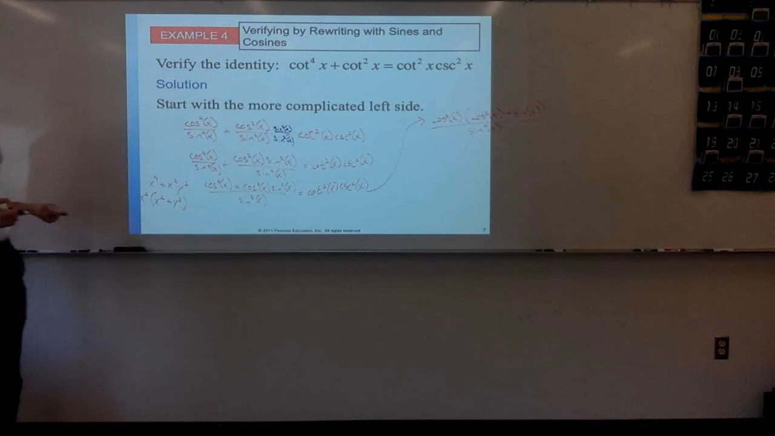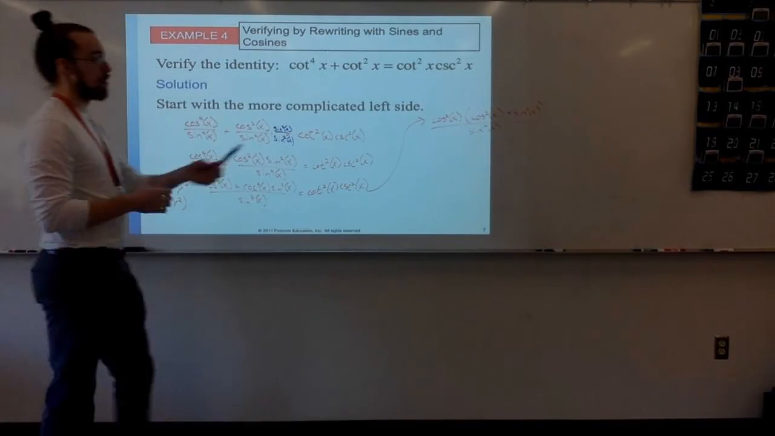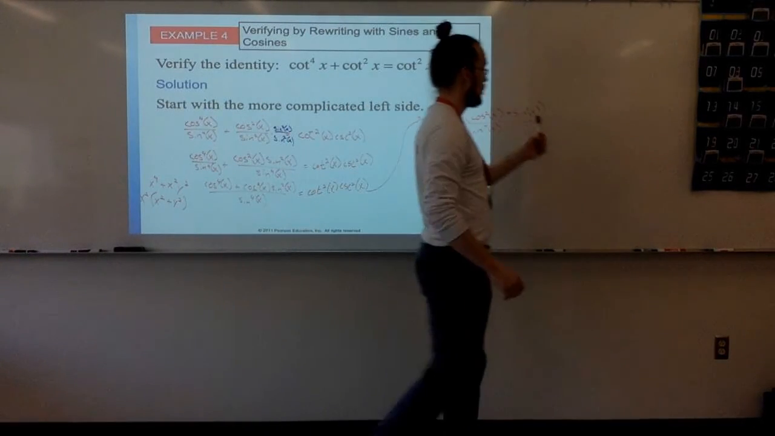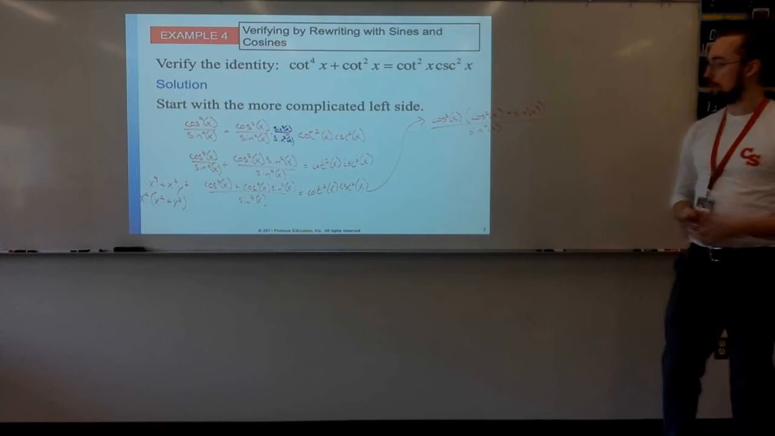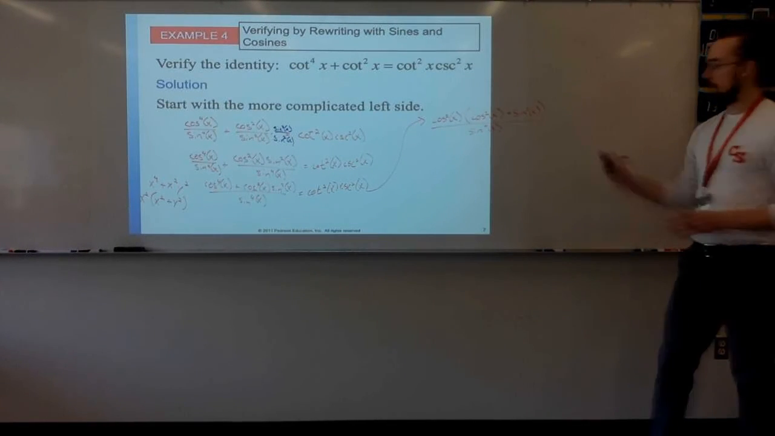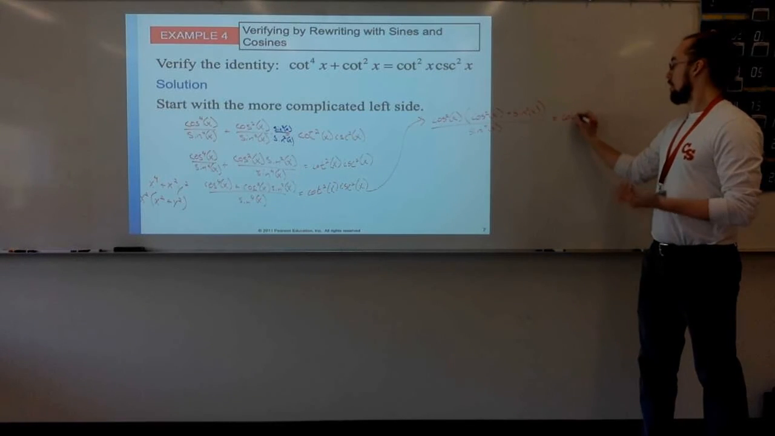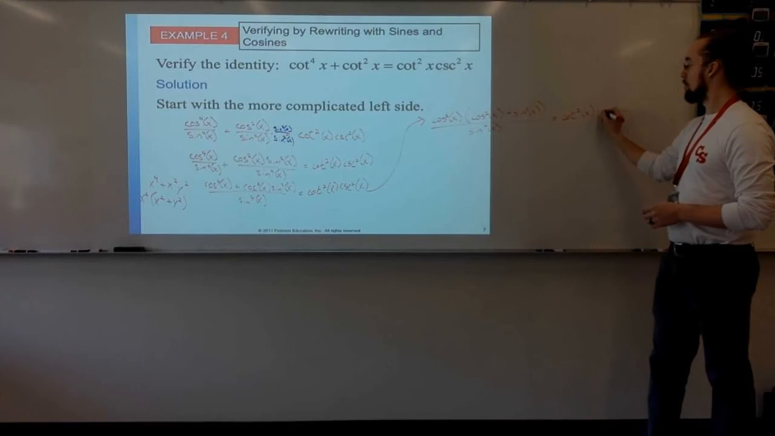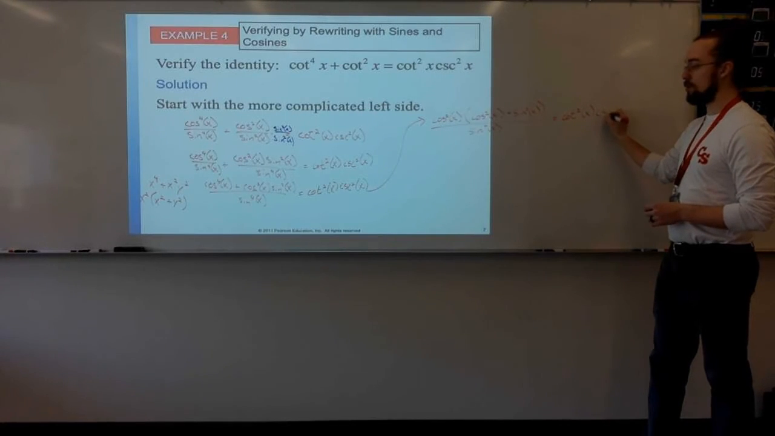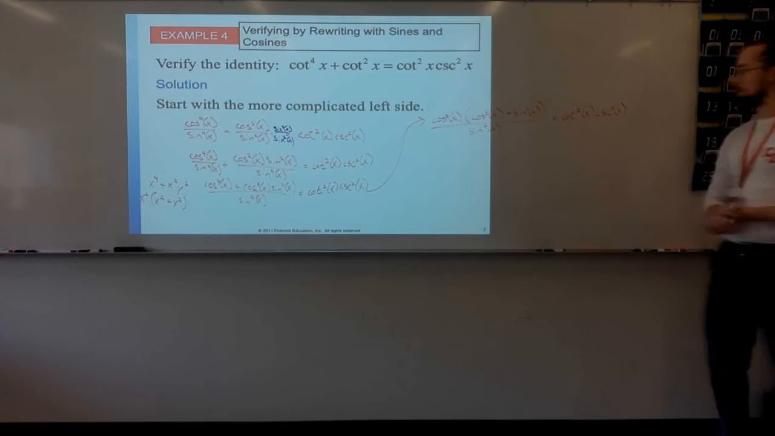I took a cosine squared out of each of these terms. So I'm left with cosine squared, my first term, sine squared, my second term. We okay? And again, this just still equals cotangent squared times cosecant squared. And that's what we're trying to show.